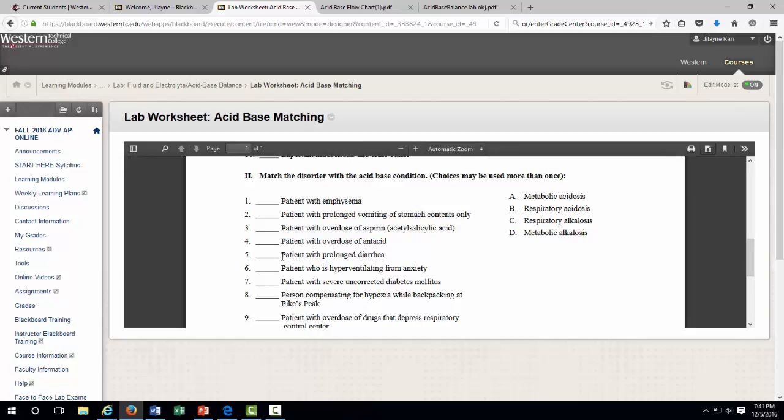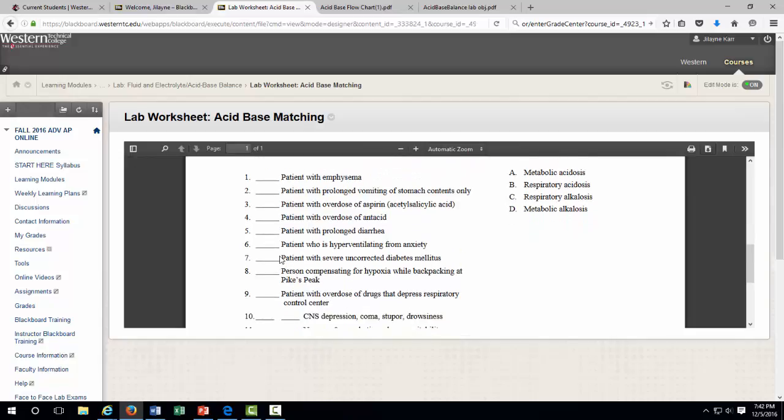We lose bicarbonate, metabolic acidosis. Good, because you're losing base, right? Bicarbonate is a base, so if we're losing base, that makes us acidotic. Hyperventilating from anxiety. Respiratory alkalosis, good, because they're losing too much CO2 in that hyperventilating.